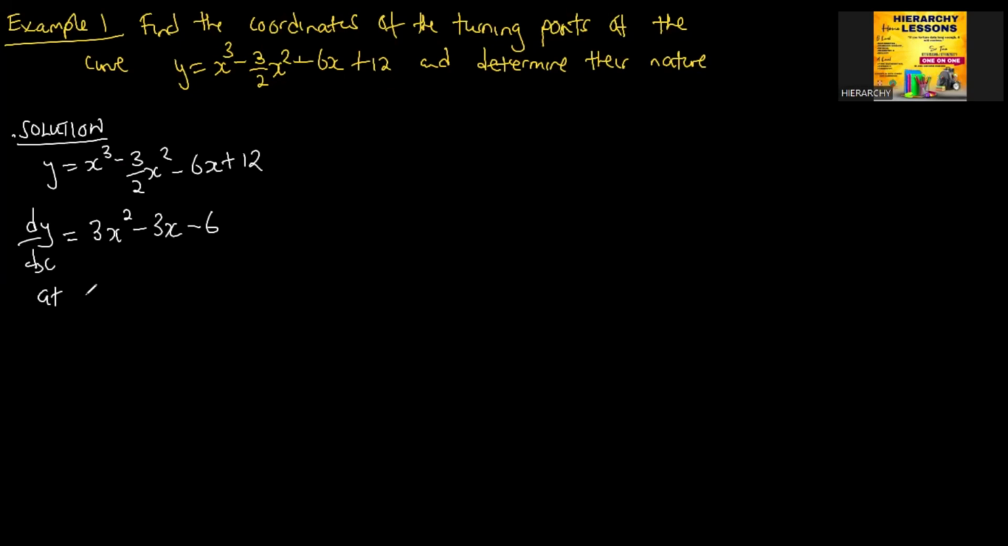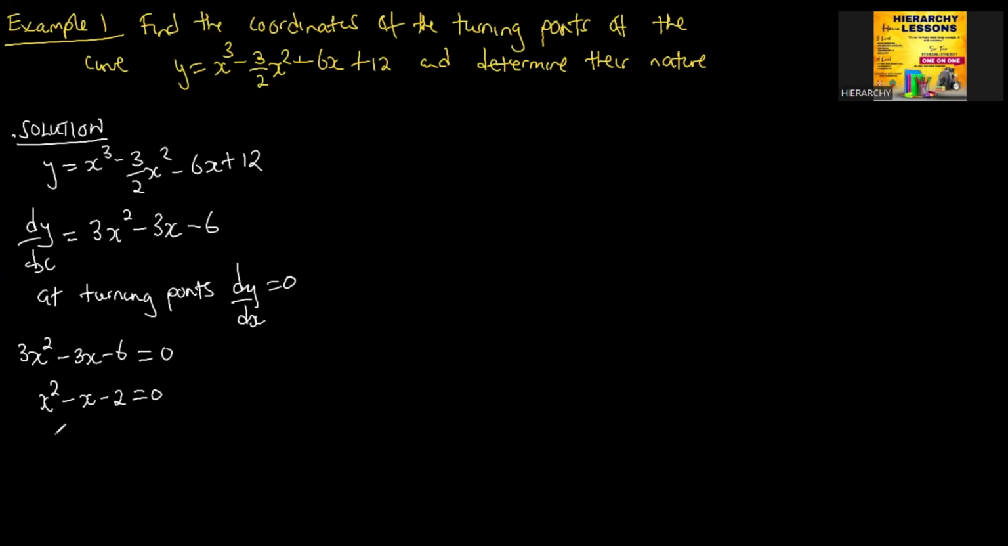So we know that at turning points, dy/dx is equal to 0. So we're going to say 3x squared minus 3x minus 6 is equal to 0. And then we're going to solve this equation. Let's reduce it to its lowest terms. If we divide by 3, we have x squared minus x minus 2 is equal to 0.